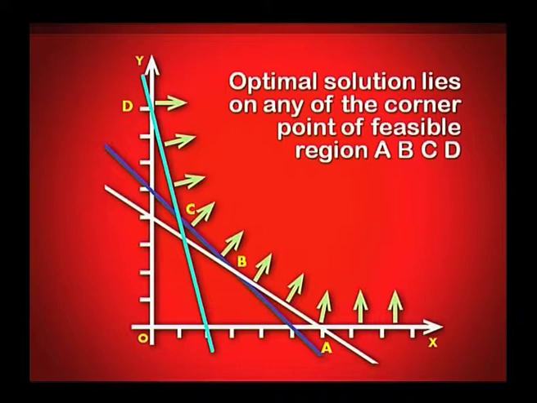Optimum solution lies on any of the corner points of the feasible region A, B, C, D. Here A, B, C, D are the points of intersection of these inequalities. A here is on the x axis and white line constraint, B is the intersection of the white line and blue line constraint, C is at the intersection of the blue line and sky line, and D point is on the vertical line and sky line intersection. This arrow shows the whole feasible region which is bounded at A, B, C, D.